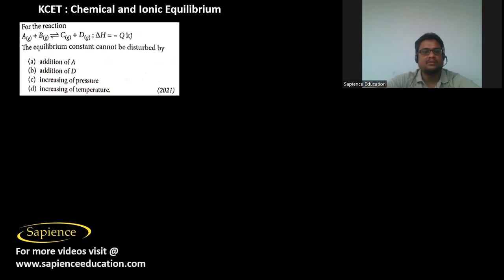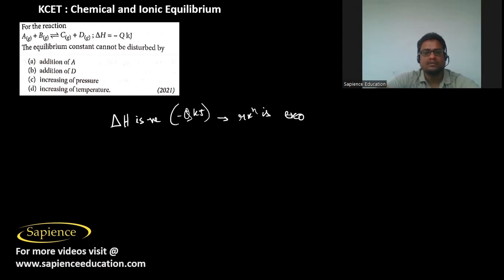Then here it is told for the reaction, the equilibrium constant cannot be disturbed by. So here the change in enthalpy is negative. It is minus Q kilojoule. So it means that the reaction is exothermic, since it releases Q kilojoule amount of heat. So the reaction is exothermic.